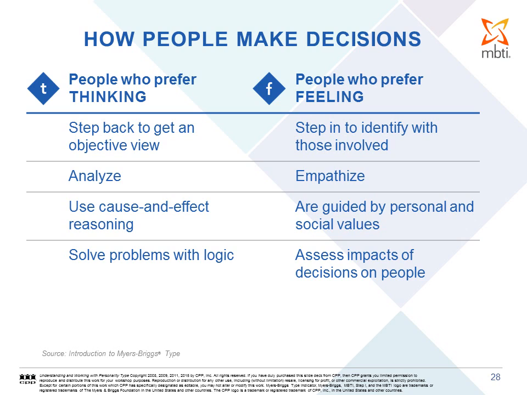So some of the differences between thinking and feeling. People who prefer thinking tend to step back to get an objective view, and people who prefer feeling step in to identify with those involved. Thinking is about analyzing, feeling is about empathizing. People who prefer thinking use cause and effect reasoning, and those who prefer feeling are guided more by personal and social values. Those on the thinking side solve problems with logic, and those who prefer feeling assess the impacts of decisions on people.